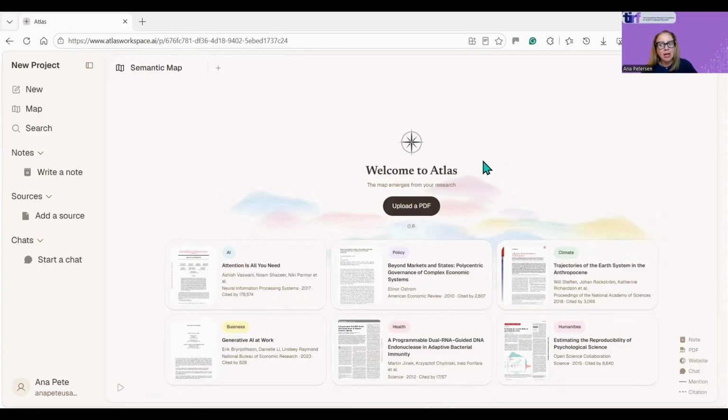But my point is, how do they connect to each other? What kind of insight can I get from this or from that paper? So hopefully Atlas Workspace will help me to map out all these ideas and put together a summary for me.